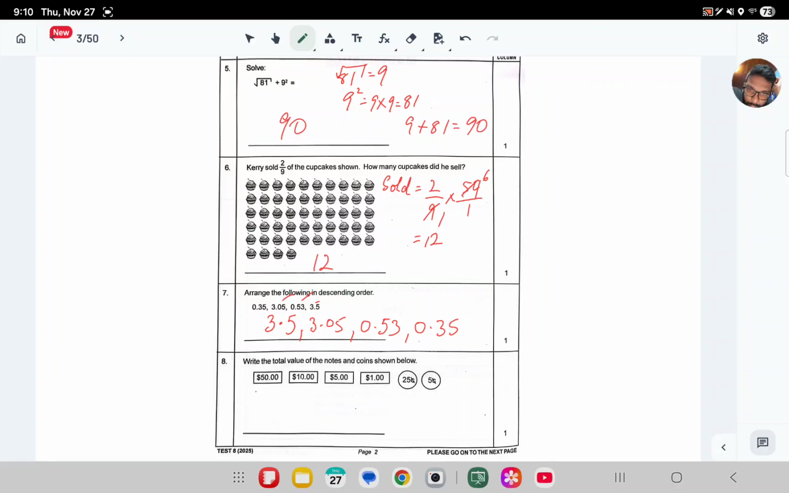Number 8, write the total value of the notes and coins shown below. So 50 add 10 is 60, add 5 is 65, add 1 is $66. And 25 cents add 5 cents is 30 cents. So $66.30.